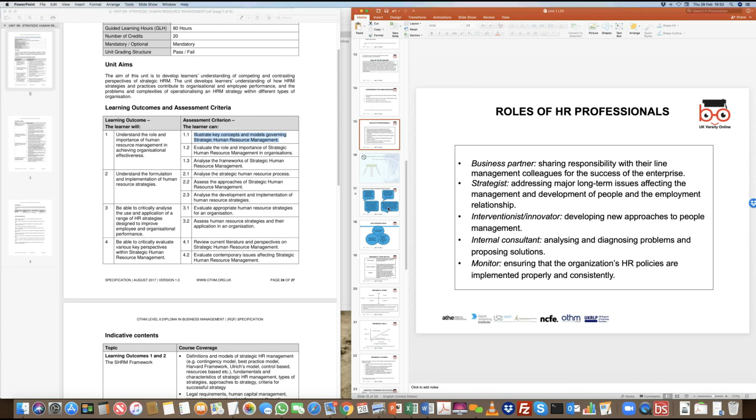So sometimes, because of the complexity and the size of the organization, there will also be different types of roles within the HR department. And in large organizations, you will see that these roles vary. So these roles could become a partner role. There could be a strategic role. Some of the roles could be like the interventionist or innovator. Sometimes in organizations, an HR person is also called the internal consultant.